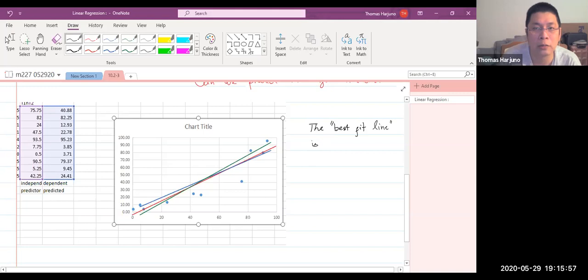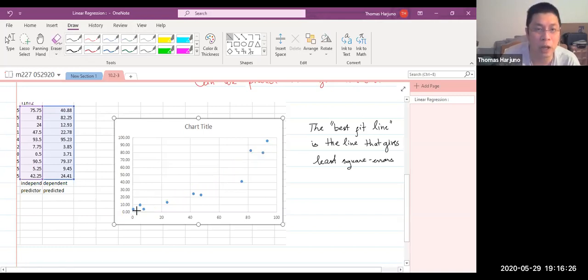is the line that gives the least error. To be more precise, least square error. Okay, what is least square error? Least square error is the following. Suppose this is the line. Now the error refers to the vertical difference, the difference in the vertical direction.